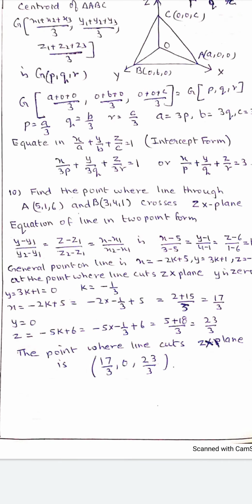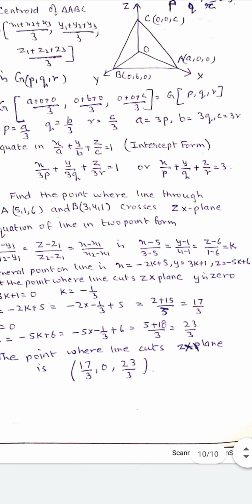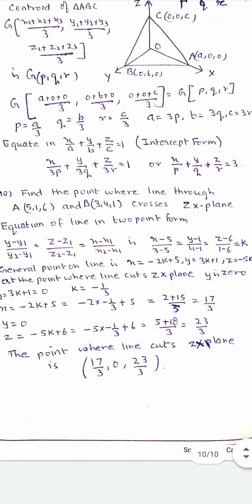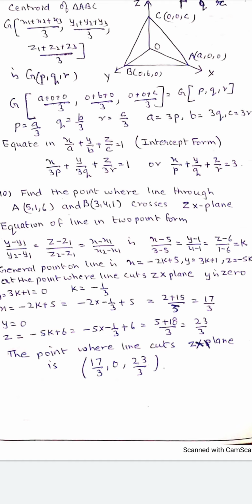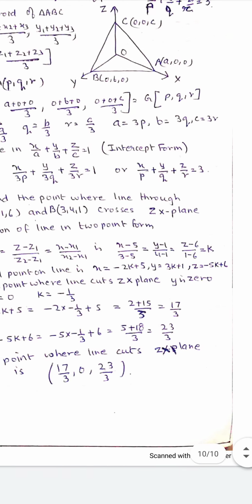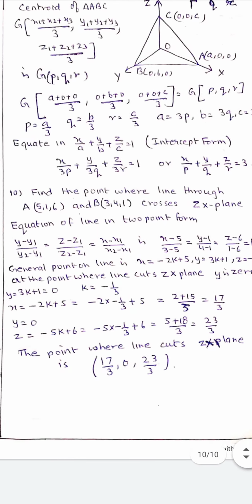Question number 10 is: find the point where the line through (5, 1, 6) and (3, 4, 1) crosses the zx plane. In the previous assignment also we have discussed this question. x1, y1, z1 and x2, y2, z2 are given. We write the equation (x minus 5) upon (3 minus 5), (y minus 1) upon (4 minus 1), (z minus 6) upon (1 minus 6) is equal to k.